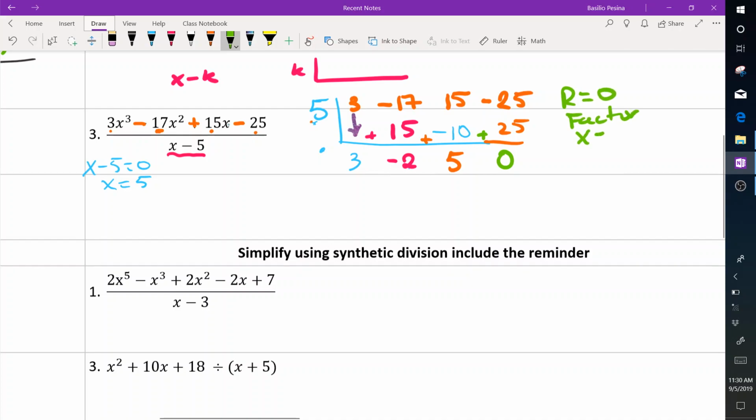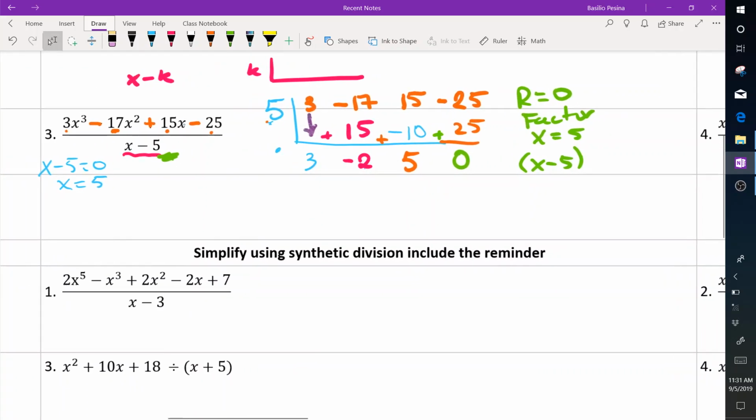That means that x equals 5 is a factor, meaning I can rewrite this as x minus 5, which is what we saw over here. This is very important when we write everything in factored form. Now, this works really well because we were able to break this down. And originally, the equation was this one, 3x cubed, and so on. So when you divide it, this has to be a degree less. So this is rewritten as x cubed.